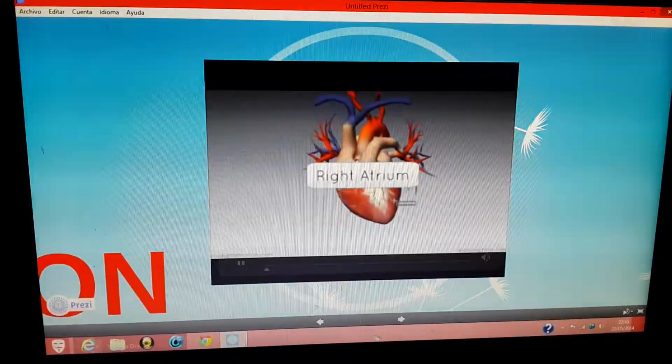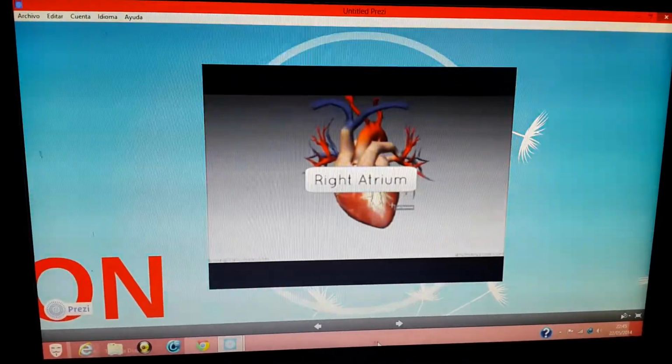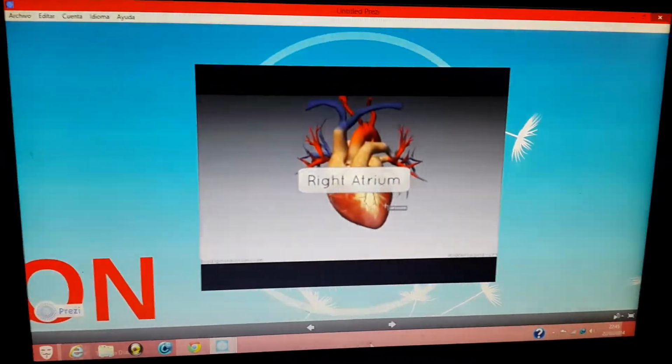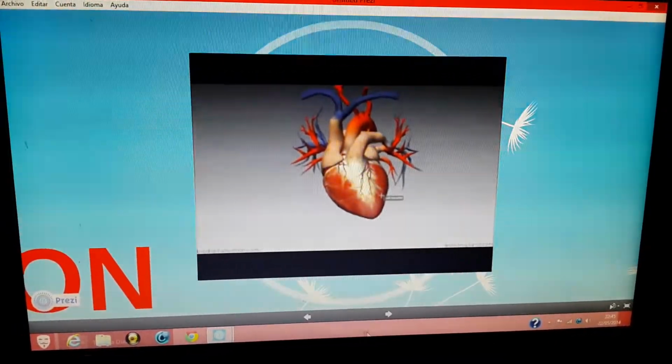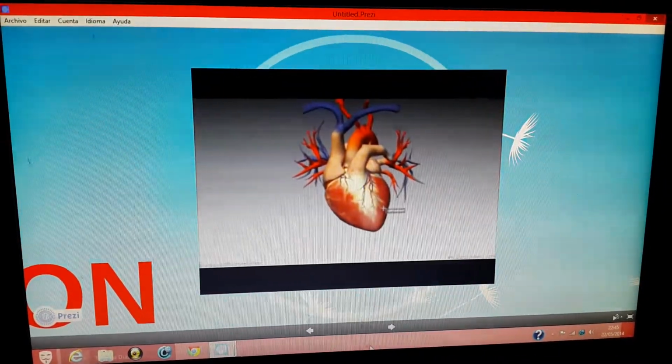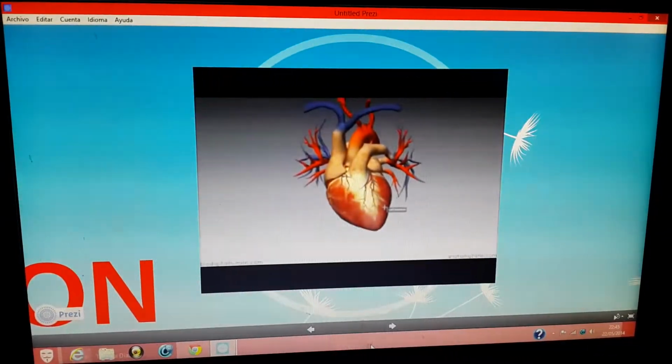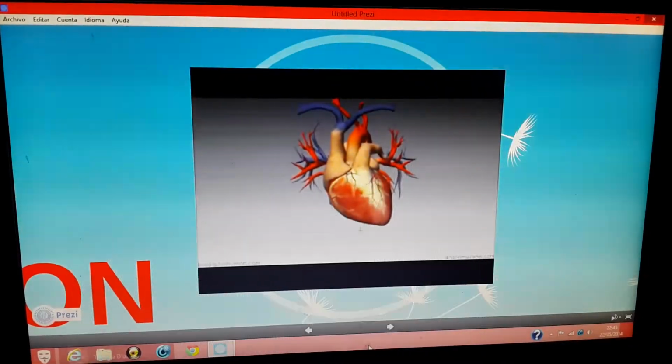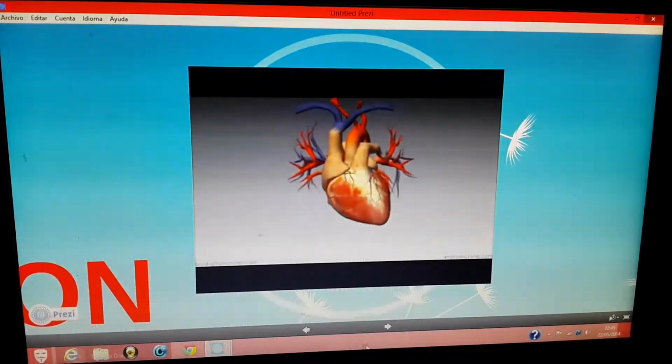Okay, so in this tutorial we're going to look at some of the features of the right side of the heart. We'll start off with the atrium, and we'll look at some of the external and internal features, and then we'll look at the right ventricle and look at some of the features internally and externally. So we'll start off by looking at the right side of the heart.